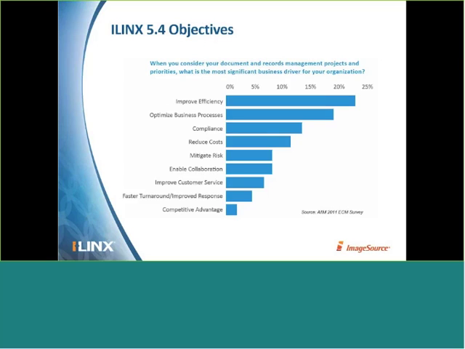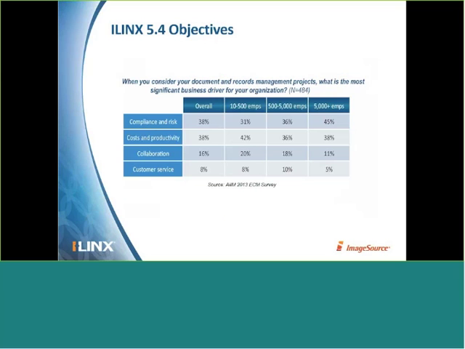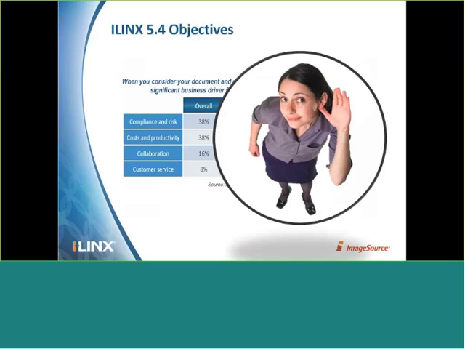Now, in this 2011 survey, you'll see that efficiency and optimization, as well as compliance and risk mitigation, top the list of content project priorities. Now, this year, the survey showed similar results, but you can see that compliance and risk management needs have really increased in priority. And these trends and priorities are some of the key factors that drove the ILINX 5.4 feature set. Now, of course, feedback from our great customers is always a huge factor when we prioritize our features.